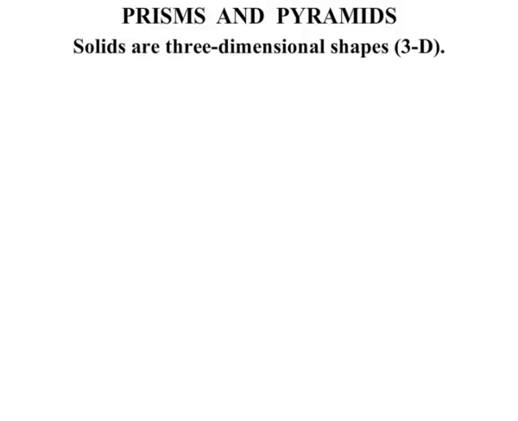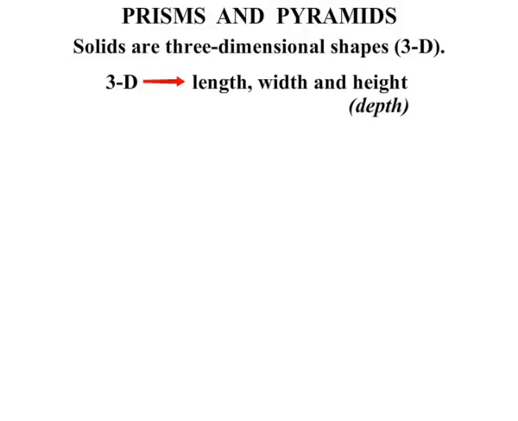Now in this lesson we take a look at prisms and pyramids. Solids are three-dimensional shapes, 3D. Now when we talk about 3D, we're talking about length, width and height. They are the three dimensions. Sometimes height is known as depth.